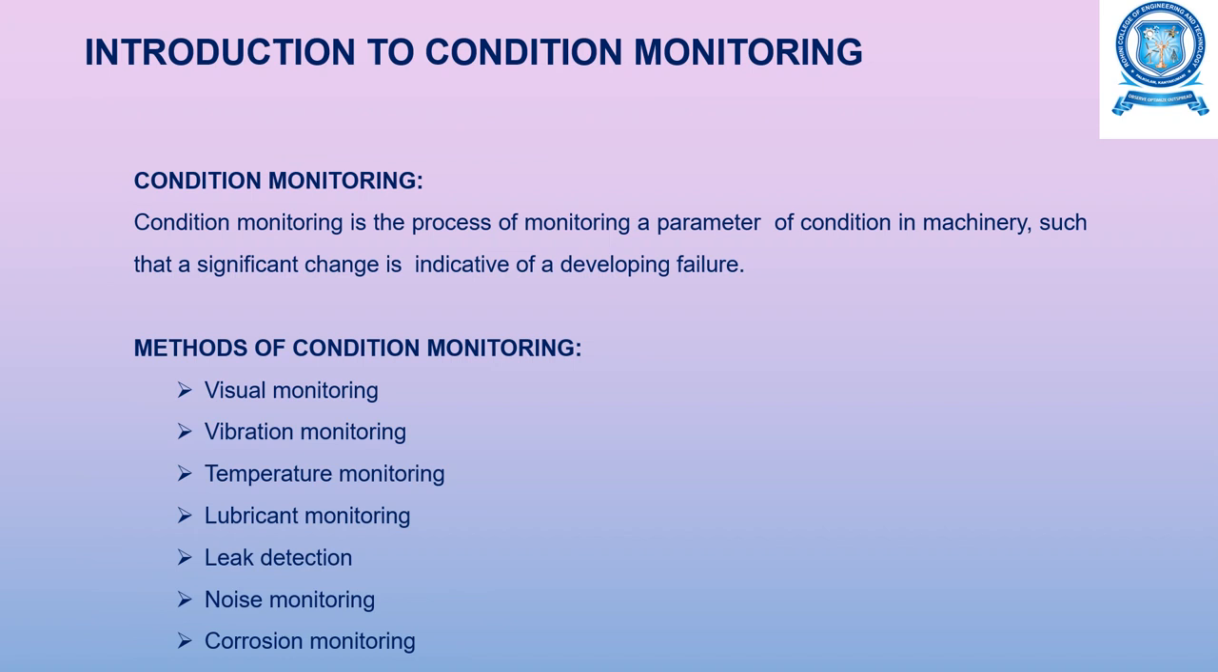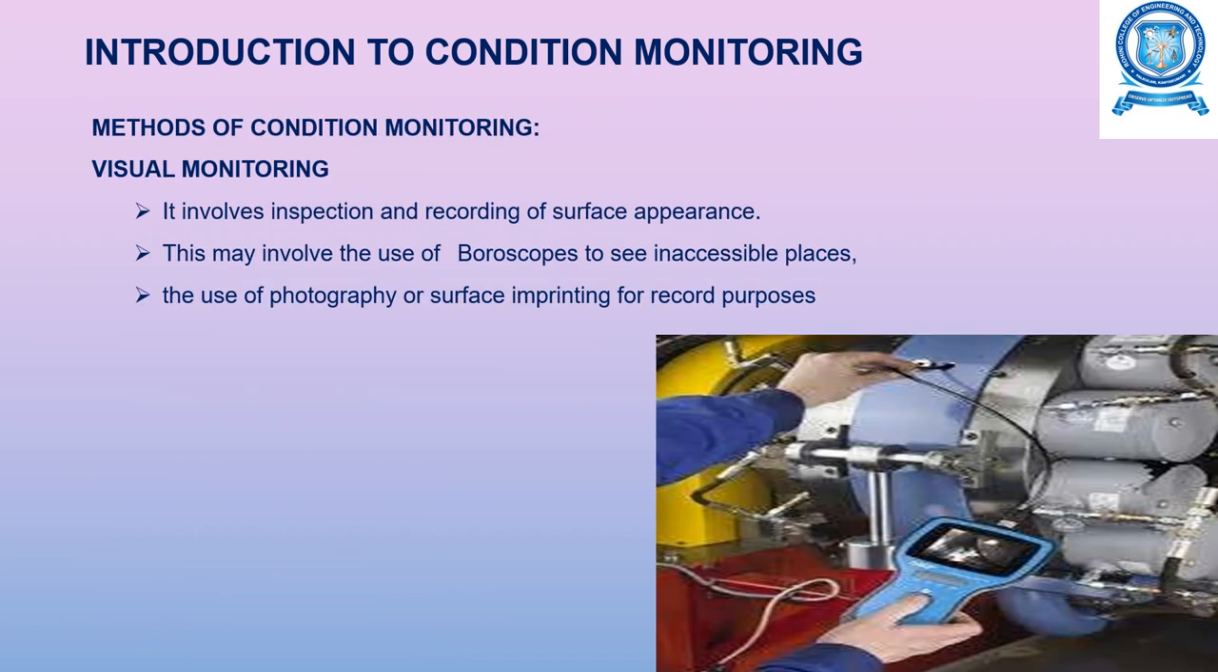Condition monitoring is the process of monitoring a parameter of condition in machinery so that a significant change is indicative of a developing failure. So these are the methods of condition monitoring. The first one is visual monitoring, then vibration monitoring, temperature monitoring, lubricant monitoring, leak detection, noise monitoring, and corrosion monitoring.